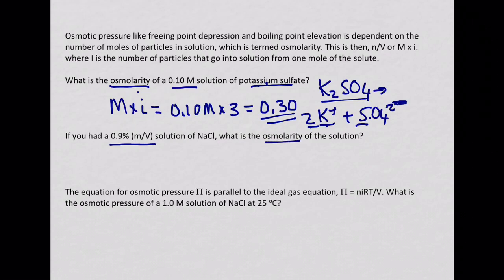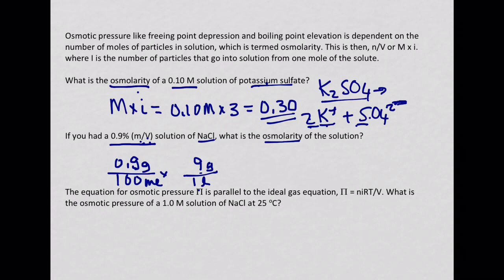We still want to know the osmolarity, but here we have a mass volume, and so if we say that's really a 0.9% mass volume, that would be 0.9 grams in 100 milliliters of solution. And so if we took it to liters, we'd multiply by 10, and we'd have 9 grams in 1 liter. Let's fix this up a little bit more here. So we'd have 9 grams of sodium chloride in 1 liter of solution.